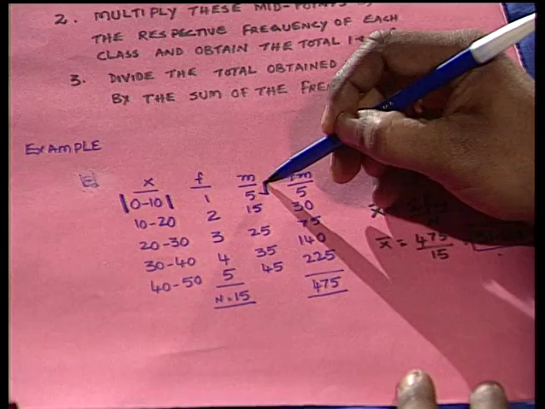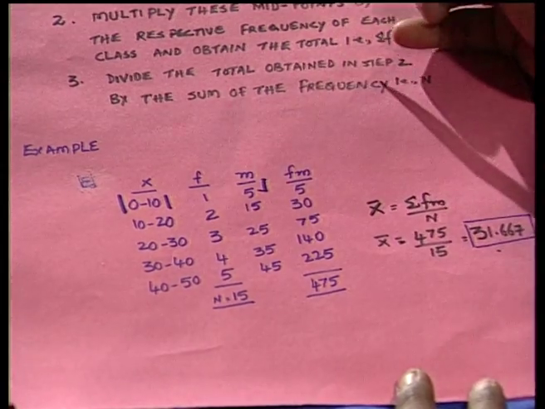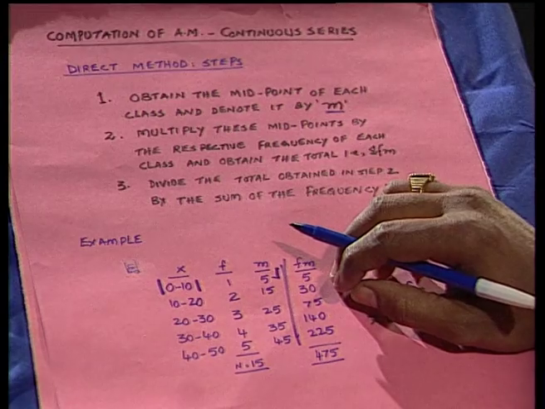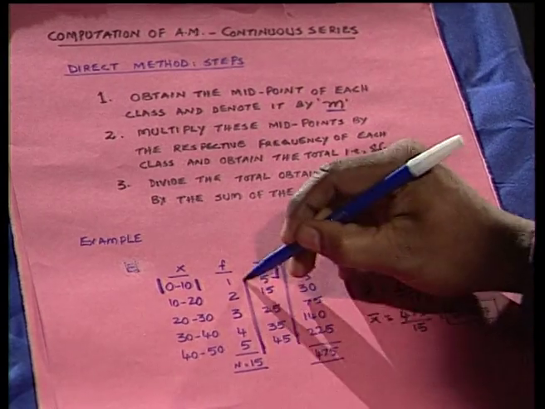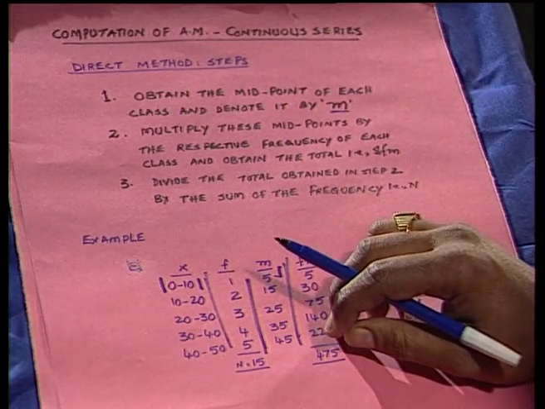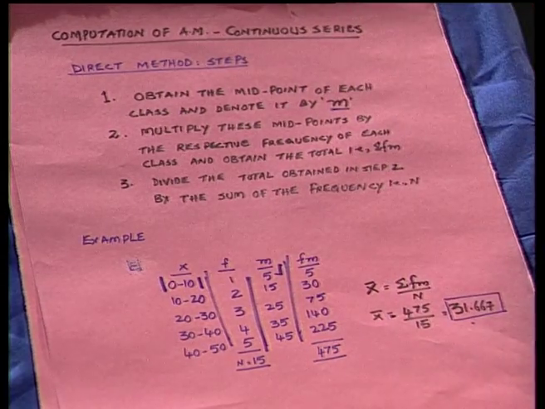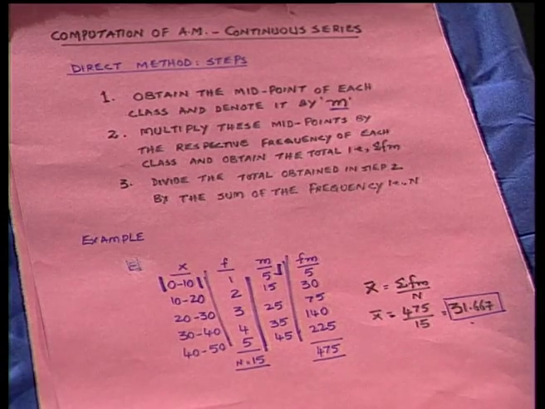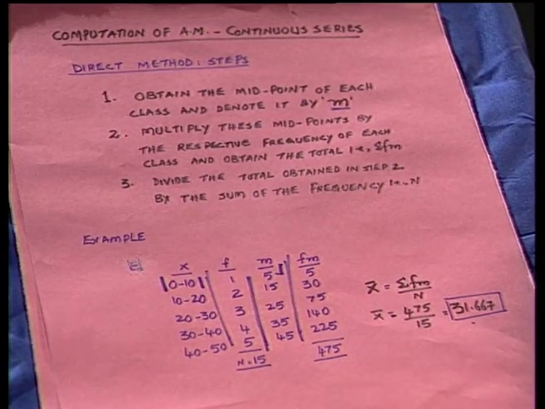Now, the second step is to multiply these midpoints, which we have arrived at by dividing the lower and the upper limit by 2, by the respective frequencies which are given along with the values of the variables which appear in a range. The respective frequencies of each class must be multiplied by these midpoints, and we obtain the total, that is sigma fm.